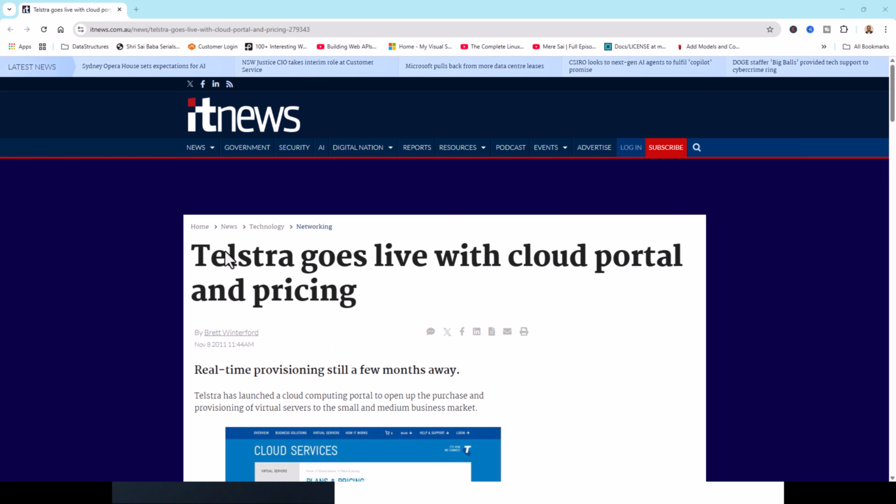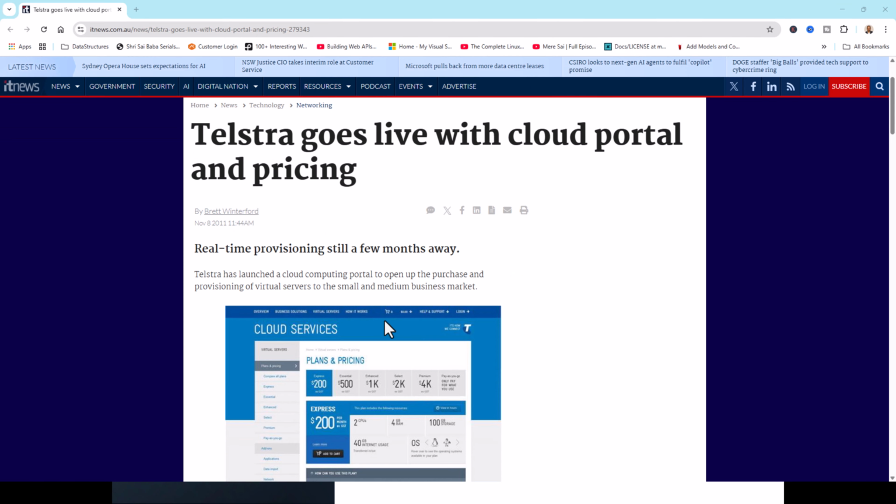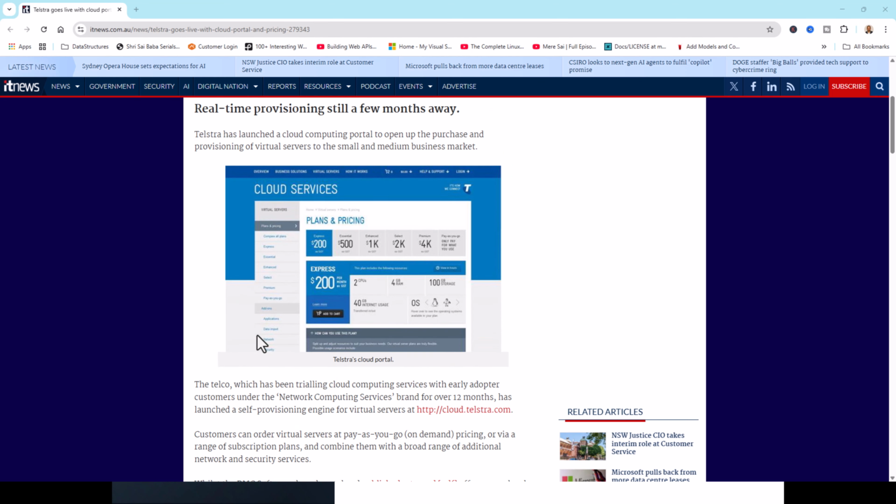Now this is a news article which shows Telstra goes live with cloud portal and pricing. So this is itnews.com.au. This is real-time provisioning, still a few months away. Telstra has launched a cloud computing, and it was pretty recent, I think. November 8, 20. Oh, not recent. It was way back actually, 2011. All right. So they have been with Apigee X for a long time.